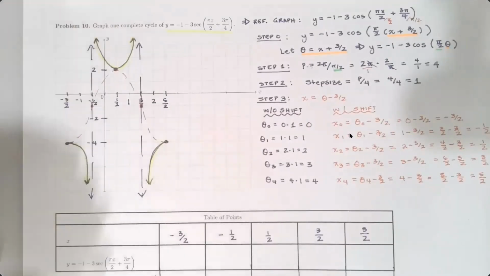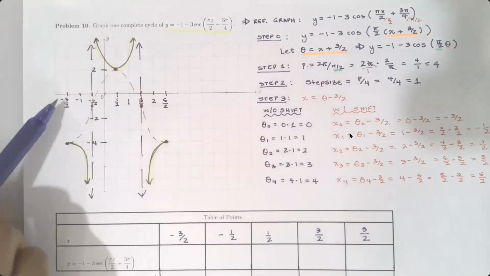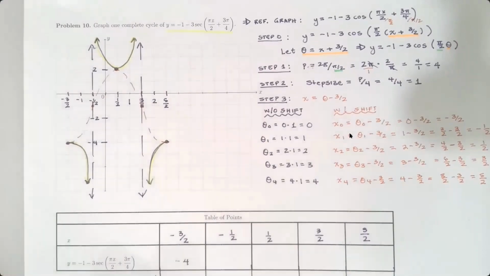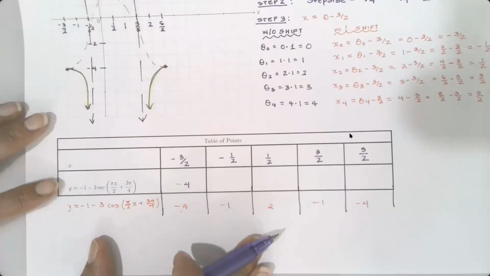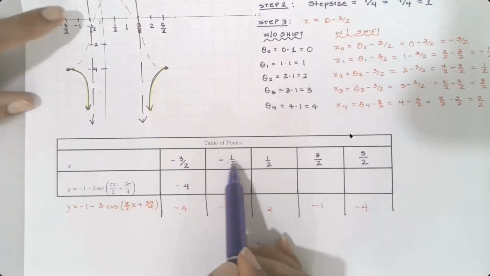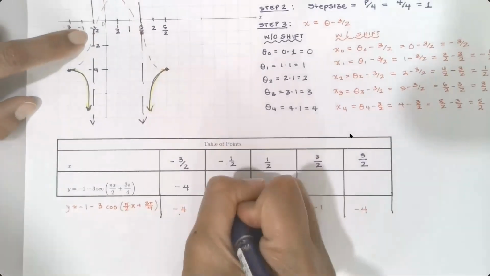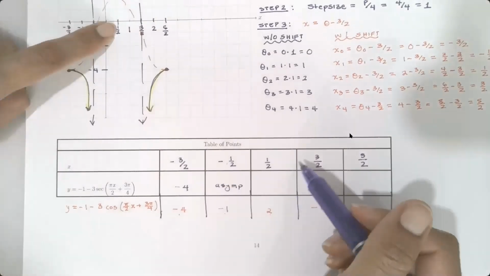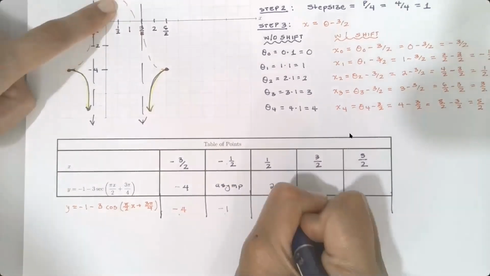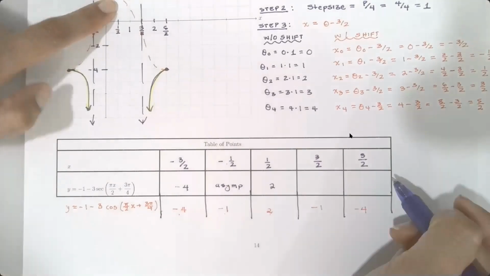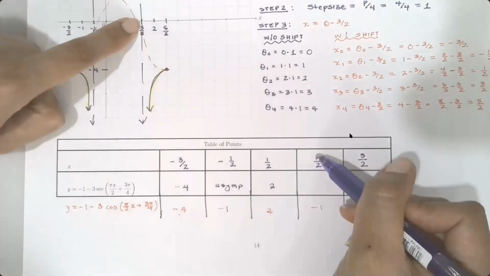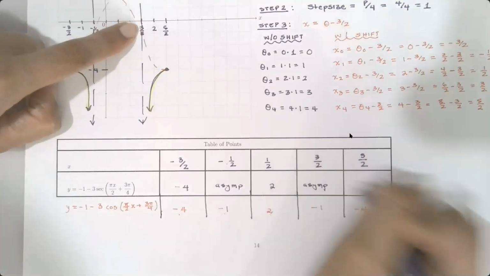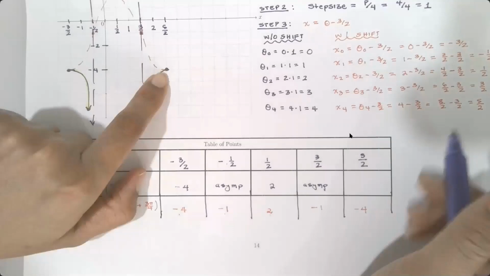All right. So at negative 3 over 2, which is here, we have the vertex of negative 4. So that is the same as with the reference graph. Then at negative 1/2, that's where we have our asymptote. At 1/2, we have a vertex of 2, so this is the same as reference. Then at 3 over 2, we had our asymptote. And finally, at 5 over 2, we had a y value of negative 4.